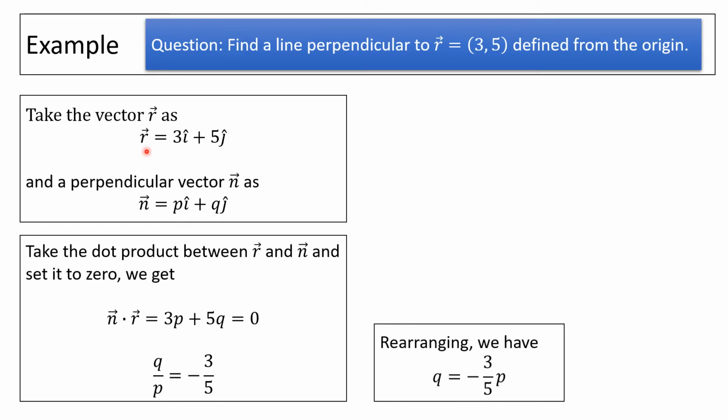In order to see this, let's rearrange the equation so that you have q equals minus 3 over 5 p. Now this might seem a little bit abstract, so let's write this in terms of y and x. You will remember that q is the j component, so this is your y. p is the i component, so this is your x. So now you have y equals minus 3 over 5 x, and minus 3 over 5 is basically the slope of your vector.